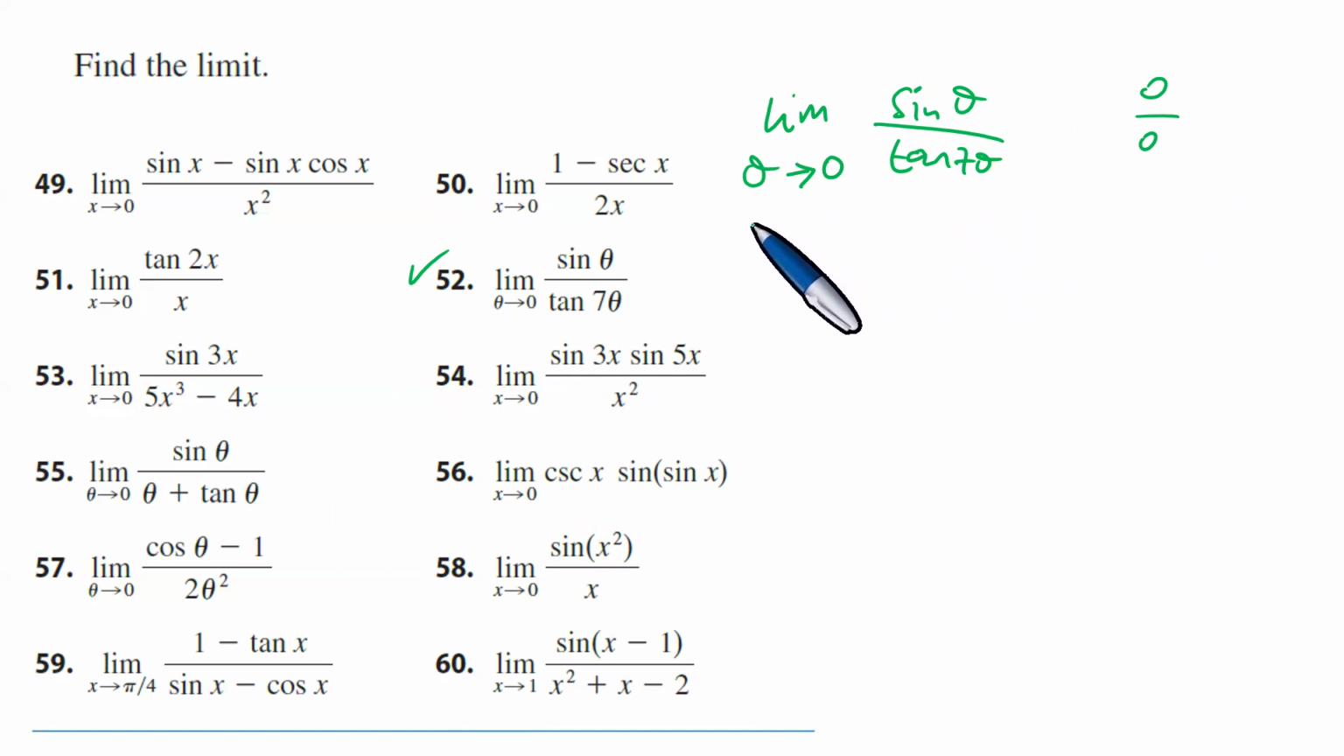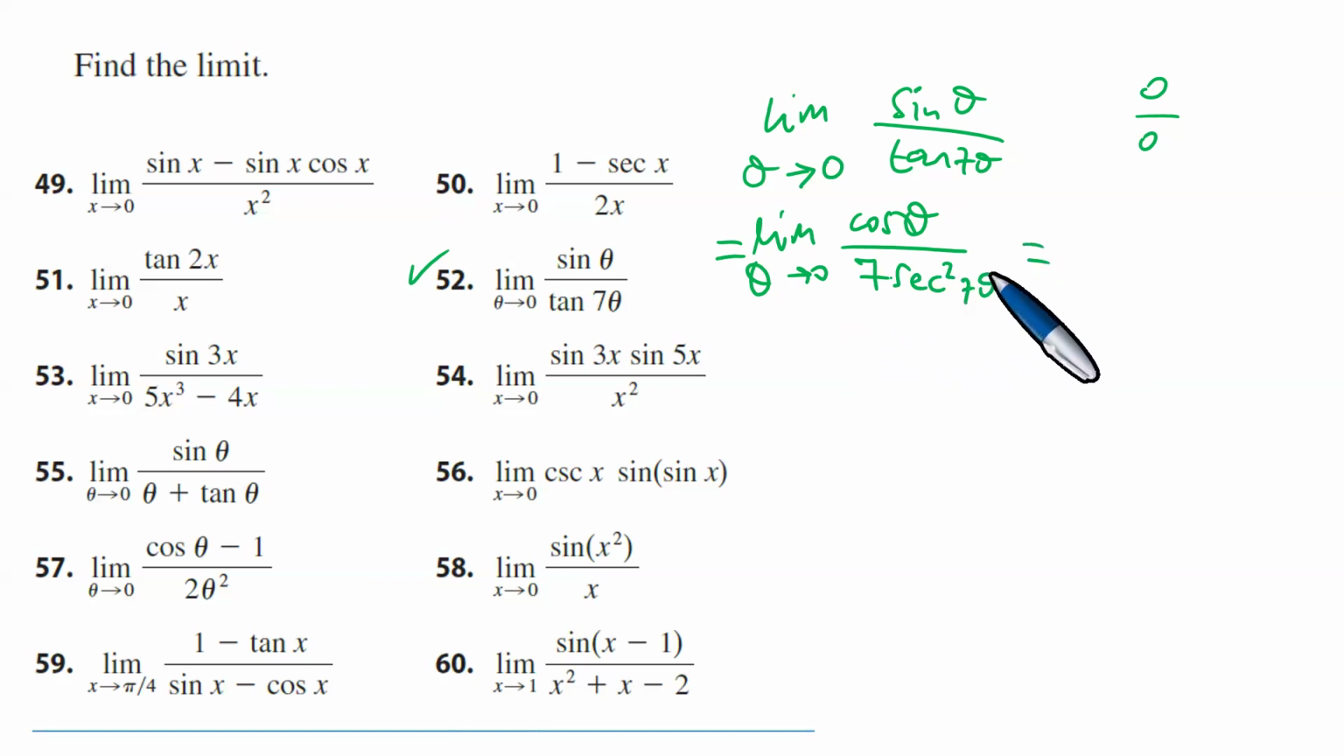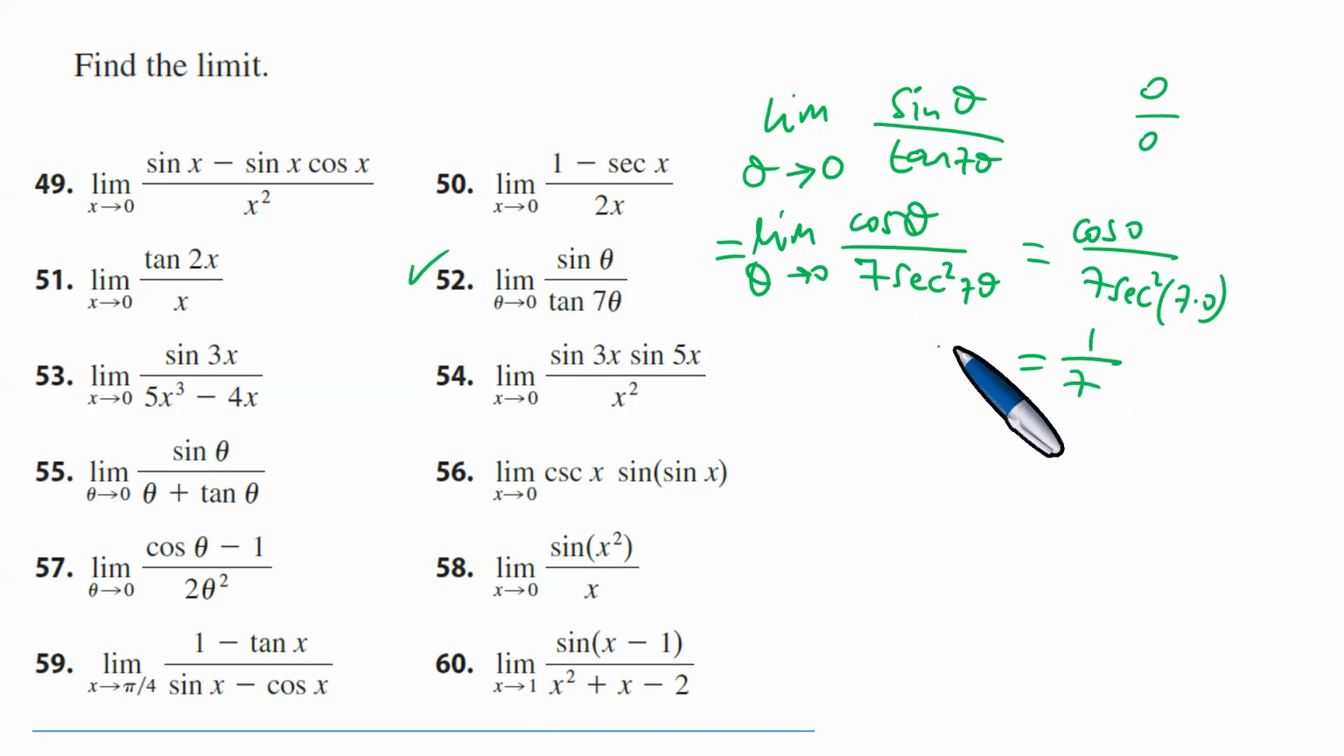Okay, so now we use L'Hopital's rule. As theta approaches 0, the top becomes cosine theta and the bottom becomes 7 secant squared of 7 theta. As theta approaches 0, it is cosine 0 divided by 7 secant squared of 7 times 0, which is 1 over 7.